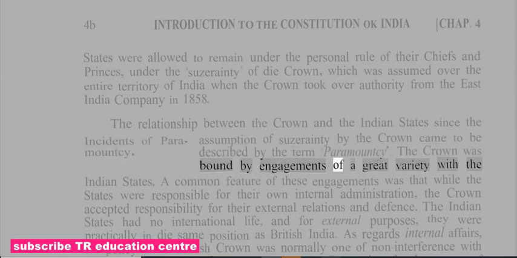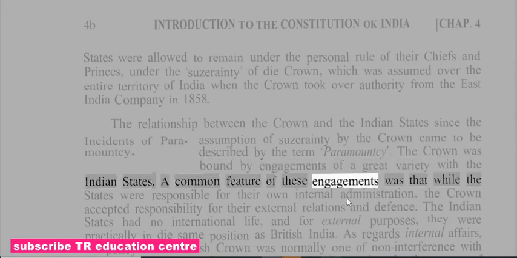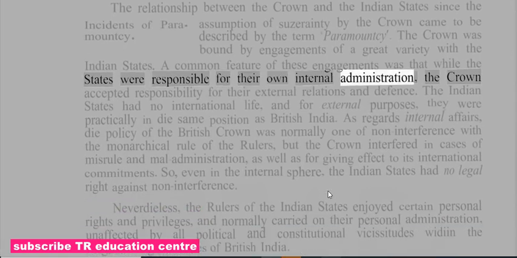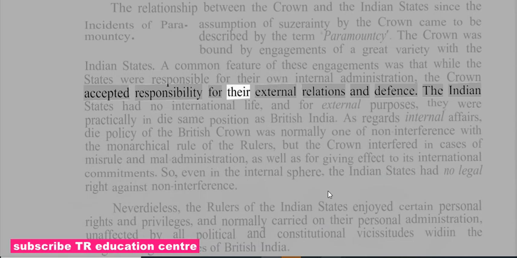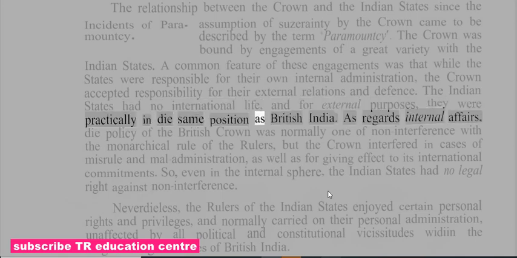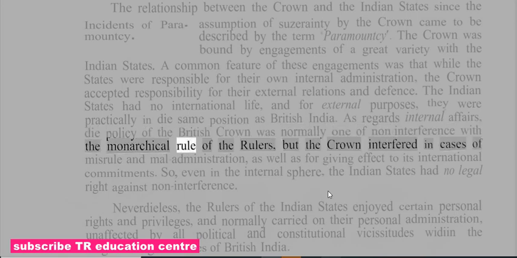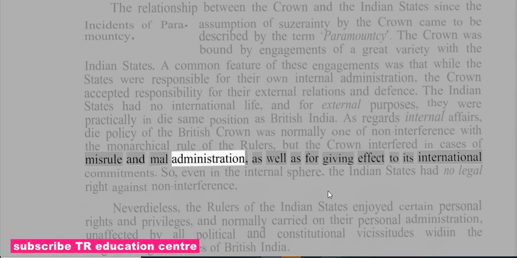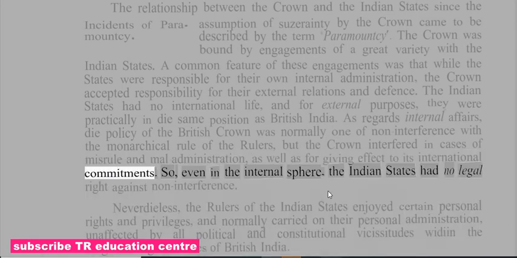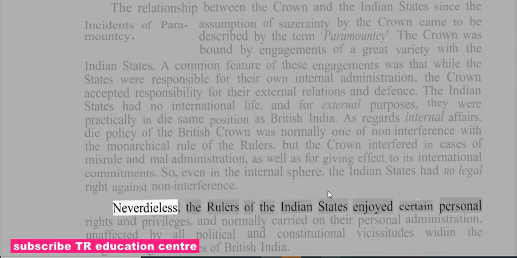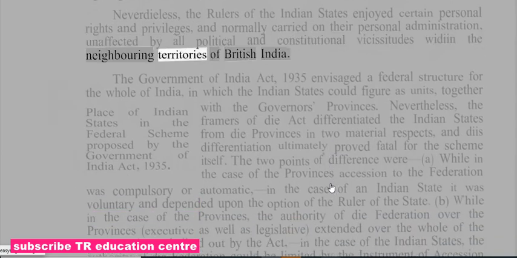The Crown was bound by engagements of a great variety with the Indian states. A common feature of these engagements was that while the states were responsible for their own internal administration, the Crown accepted responsibility for their external relations and defense. The Indian states had no international life, and for external purposes, they were practically in the same position as British India. As regards internal affairs, the policy of the British Crown was normally one of non-interference with the monarchical rule of the rulers, but the Crown interfered in cases of misrule and maladministration, as well as for giving effect to its international commitments. So, even in the internal sphere, the Indian states had no legal right against non-interference. Nevertheless, the rulers of the Indian states enjoyed certain personal rights and privileges, and normally carried on their personal administration, unaffected by all political and constitutional vicissitudes within the neighbouring territories of British India.